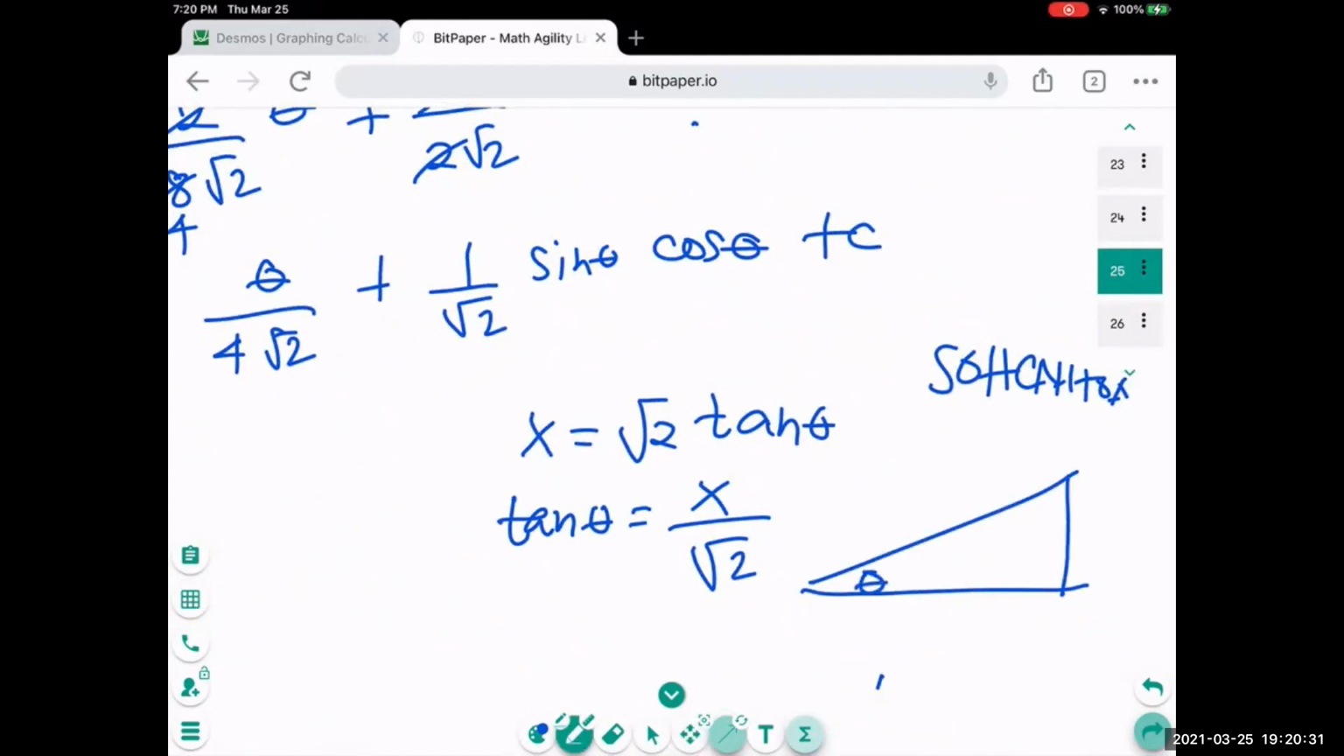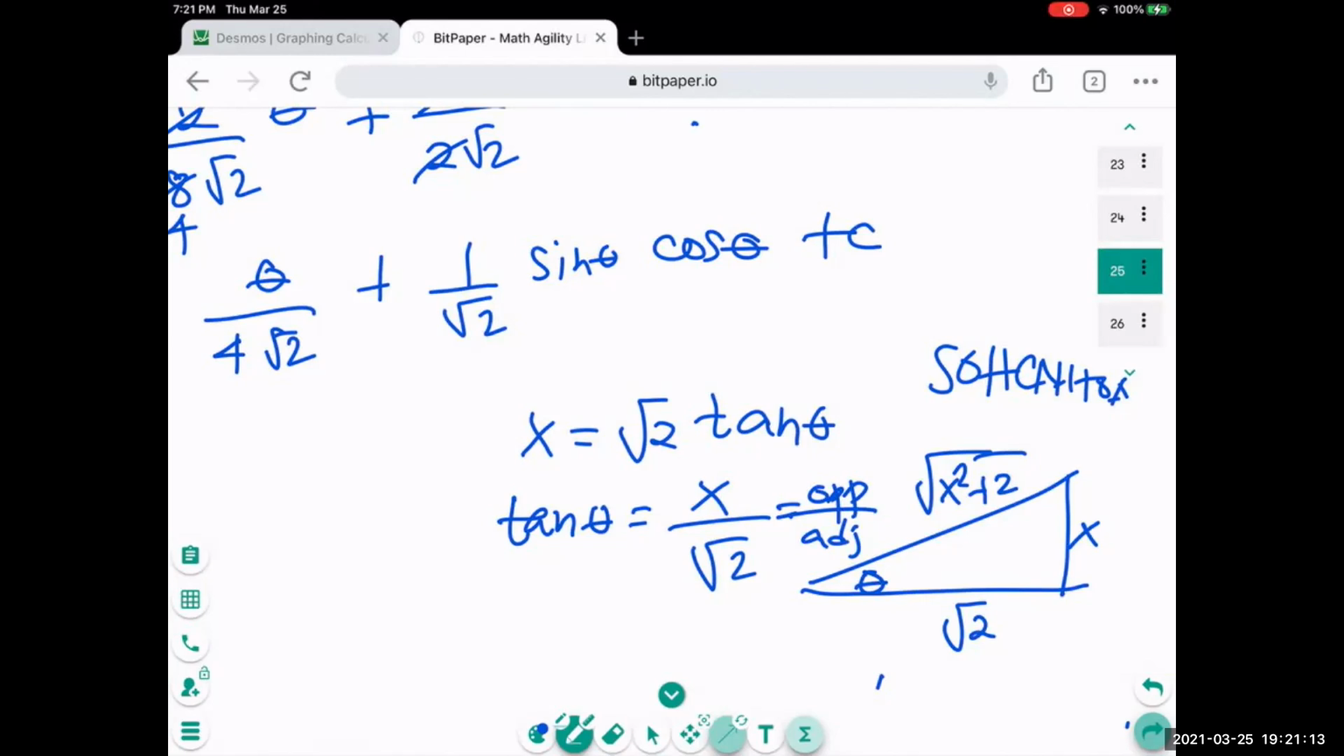So pag tangent daw is opposite over adjacent. So meaning your opposite is x and your adjacent is square root of 2, right? So because of TOA. So paano natin isosolve yung third side? Again, by Pythagorean theorem. So that is x squared plus 2, right? Since this is square root of 2, square root of 2 squared is 2, right? And x squared. Okay? So the third side is equal to square root of x squared plus 2.